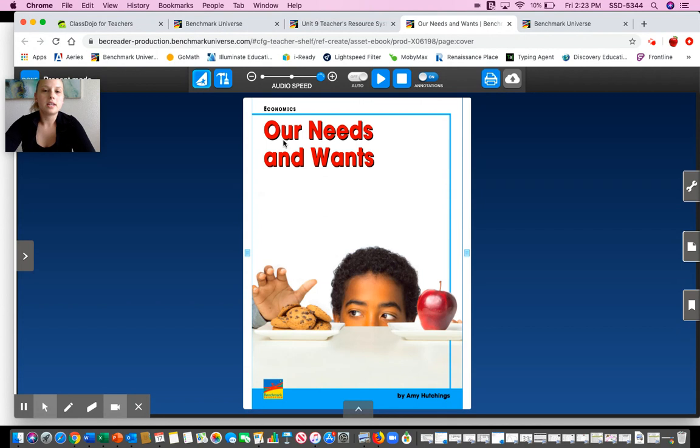The title is Our Needs and Wants, things that we need to survive and want. So we're going to be talking about the difference between need and want. Okay. If you take a look at the front cover, you can see an illustration. And what's in the illustration? What do you see? Don't just say one thing, make it spicy. Tell me a few things. What do you see?